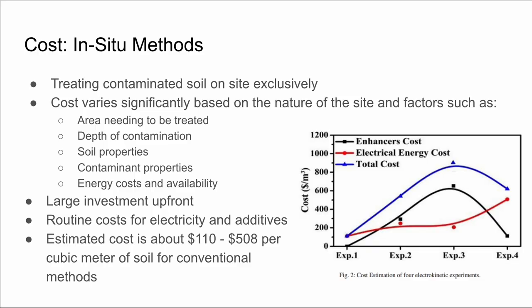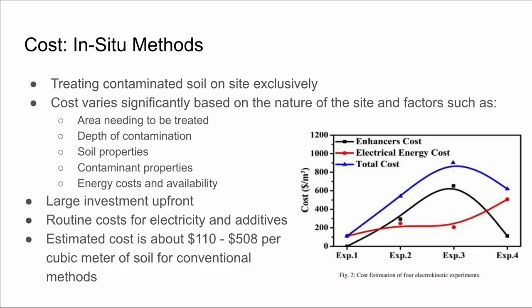So I've included a little graph on this slide that ties in the main factors that deal with your daily operating cost. This was a study conducted across 4 experiments that deal with different levels of contamination and slightly different approaches to using electrolytic remediation. And through these experiments, this lab was able to estimate your typical cost for this type of remediation. So that comes out to about $110 to $508 per cubic meter.